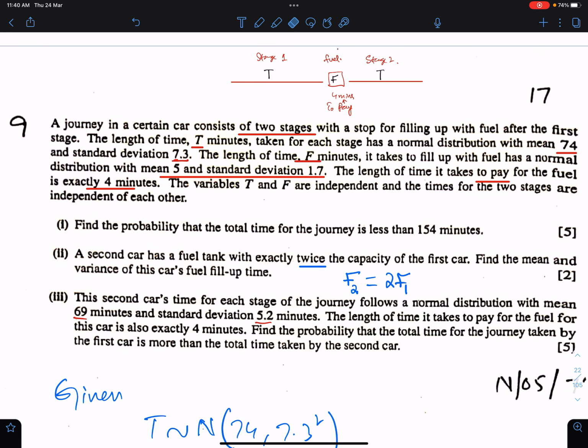Ameen. Alhamdulillahi rabbil alameen. In this lecture, I will discuss some important questions of linear combination of variables. Question number 9.